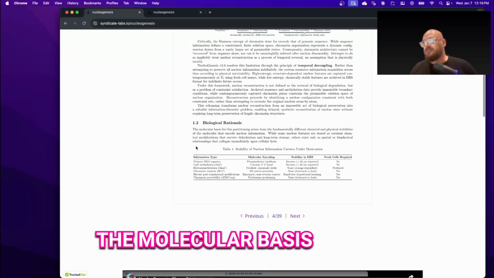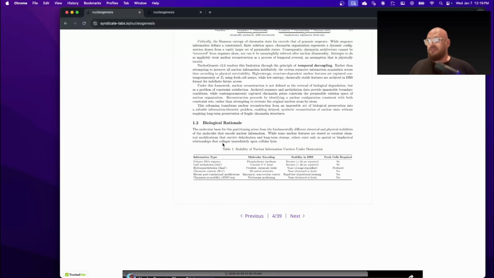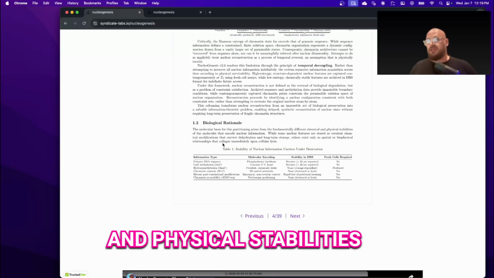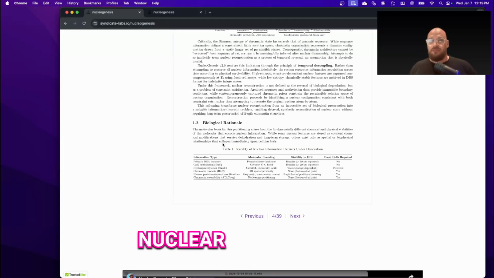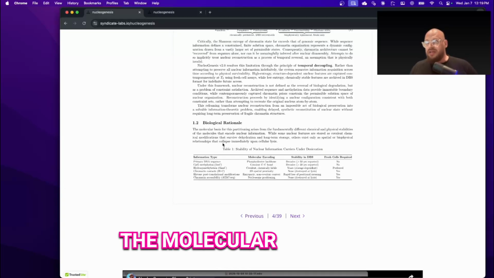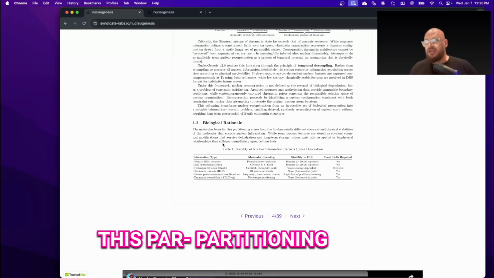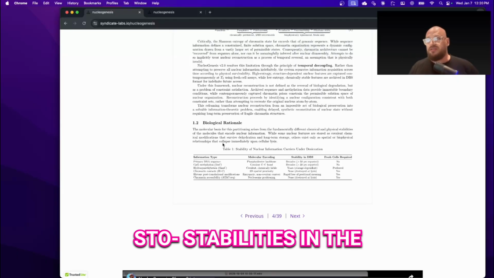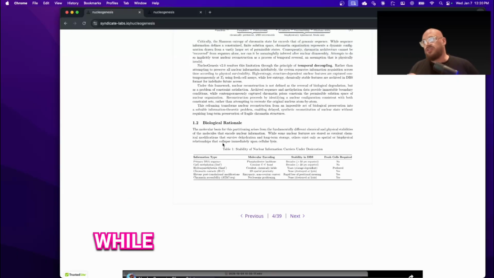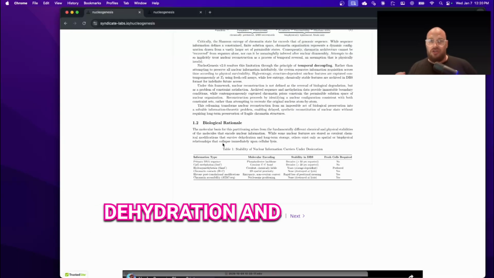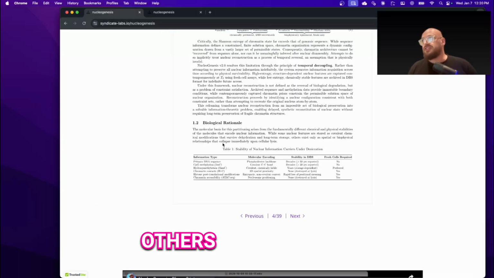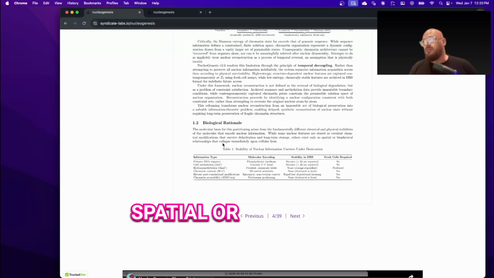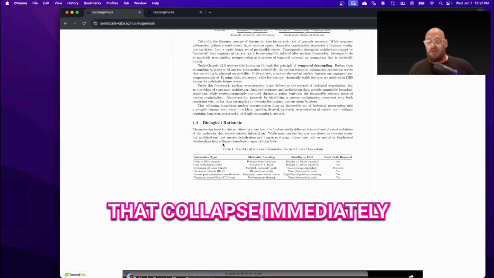The molecular basis for this partitioning arises from the fundamental difference between chemical and physical stabilities in the molecules that encode nuclear information. So that's like a real framework type statement here. While some nuclear features are stored as covalent chemical modifications that survive dehydration and long-term storage, which we know, others exist only as spatial or biophysical relationships that collapse immediately upon cellular lysis.